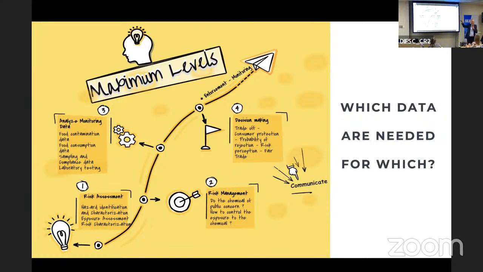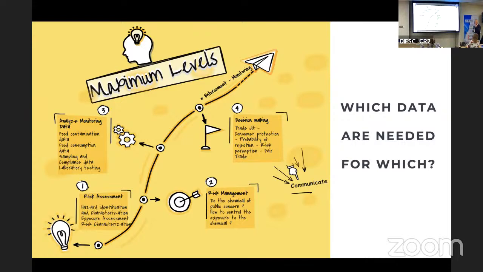Okay, so this is the approach. Once you decide on risk management, if you don't have the monitoring data, you cannot set up a maximum level. So sometimes we forget step 3 and jump directly to step 4. I can put it before here if you want, but that depends on whether it is a new contaminant or not. It's dynamic, so it's not a real order.